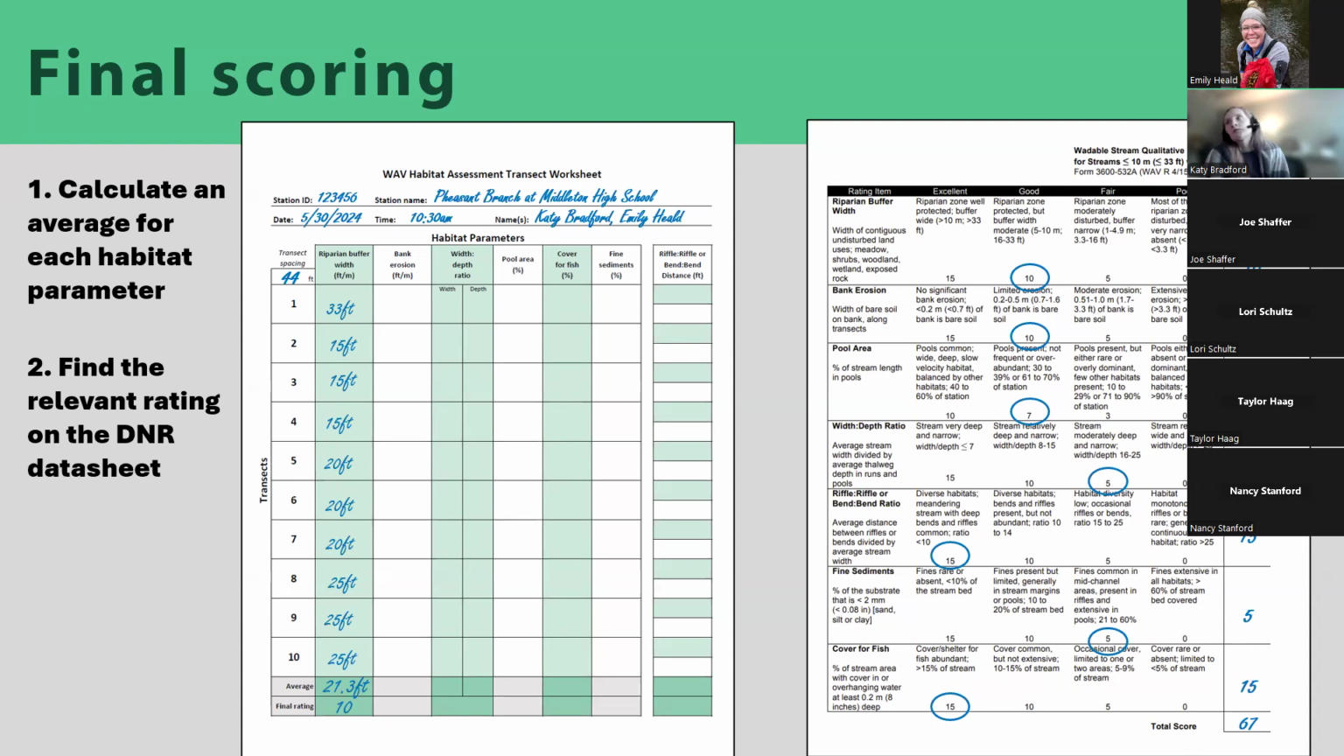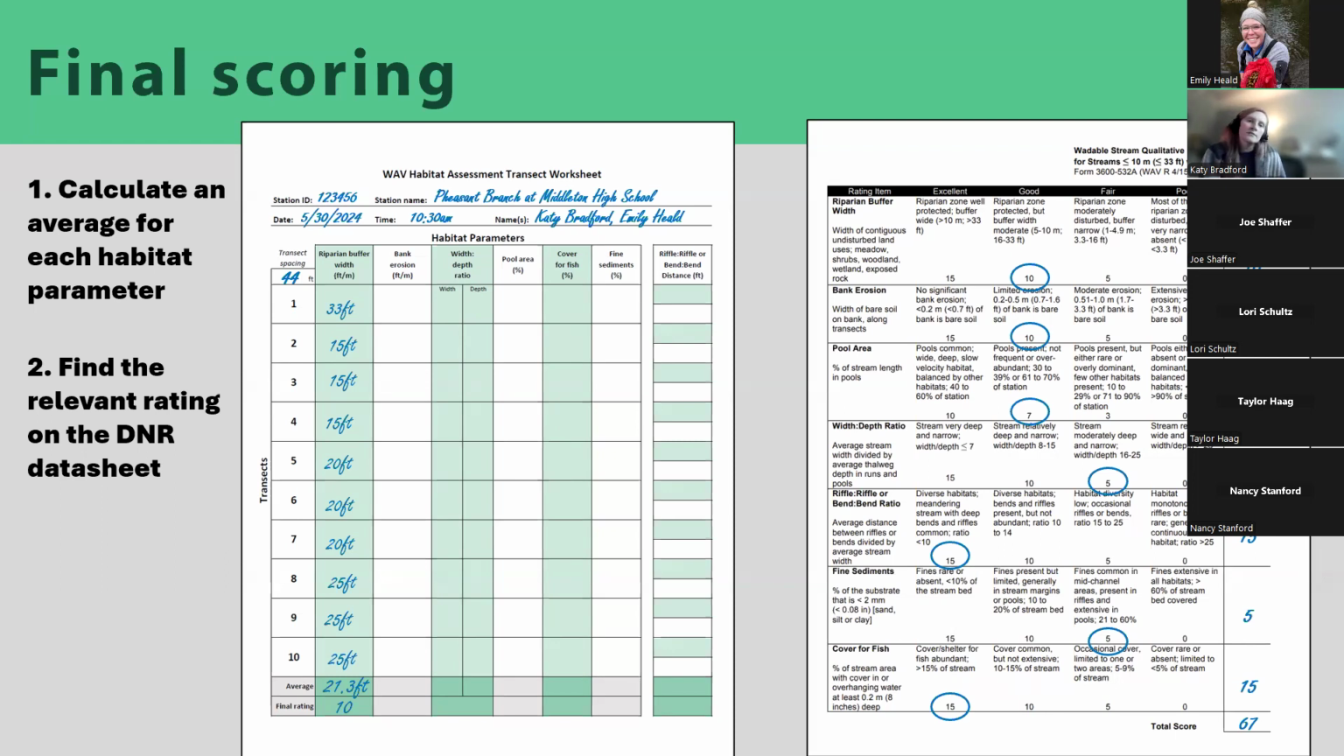And it ranged, some of my transects had a 33 feet or greater buffer. Some of my transects had a 15-foot buffer. It varied. And so then I look on the right and I say, okay, riparian buffer width. Then I look for that number, 21.3 feet. That fits into my good rating. The riparian zone is protected, but the buffer width is moderate from 16 to 33 feet. And so since my number falls in there and that describes my buffer width well, I'm going to circle that and give my stream a rating of 10. And I'm going to write that down.